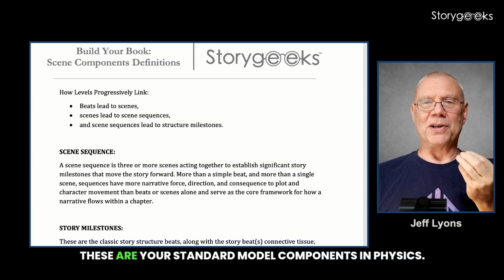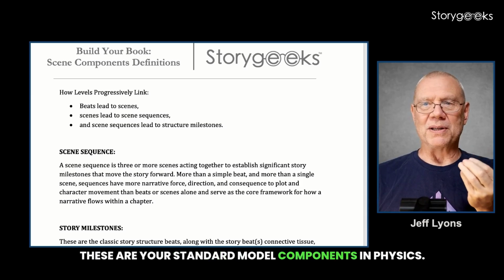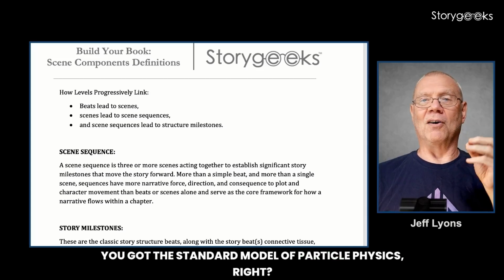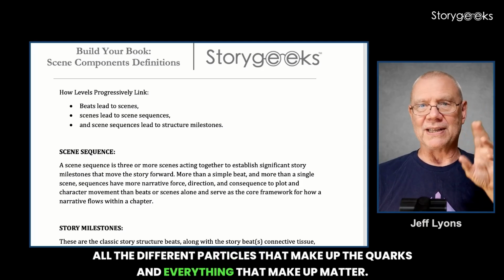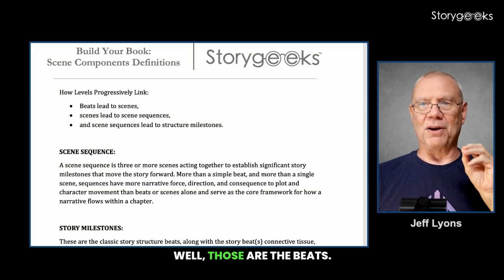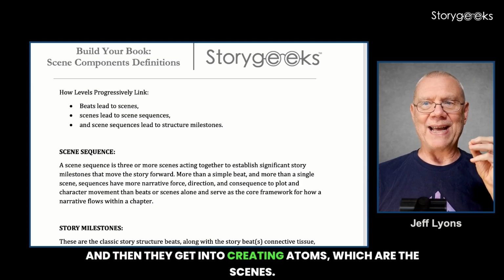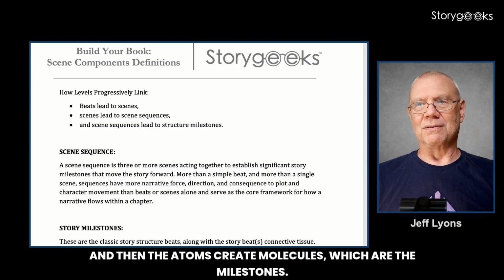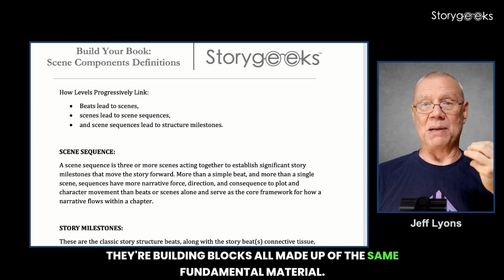These are your standard model components in physics. You got the standard model of particle physics, right? All the different particles that make up the quarks and everything that make up matter. Well, those are the beats. And then they get into creating atoms, which are the scenes, and then the atoms create molecules, which are the milestones. They're building blocks all made up of the same fundamental material.